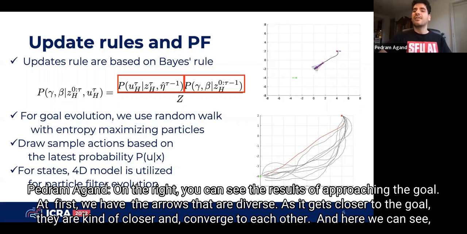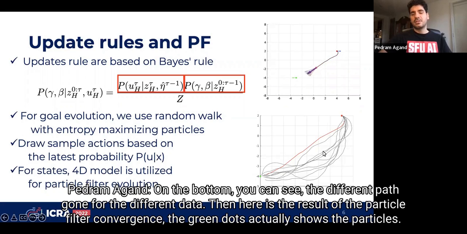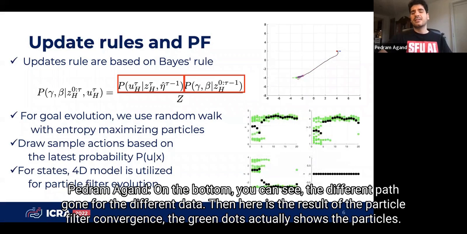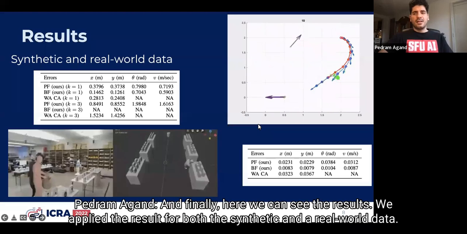At first, the arrows diverge. As it gets closer to the goal, they get closer and converge to each other. On the bottom, you can see the different paths for the different data. And here is the result of the particle filter convergence. The green dots show the particle filter. And finally, here we can see the results.